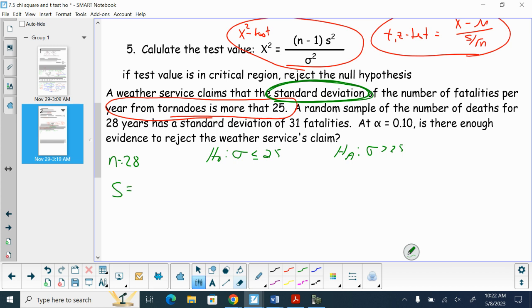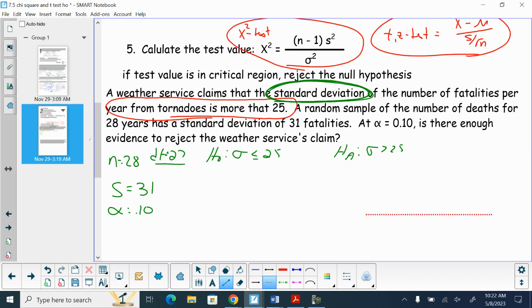The sample standard deviation is 31. We have an alpha value of 0.10. Degree of freedom is 27.